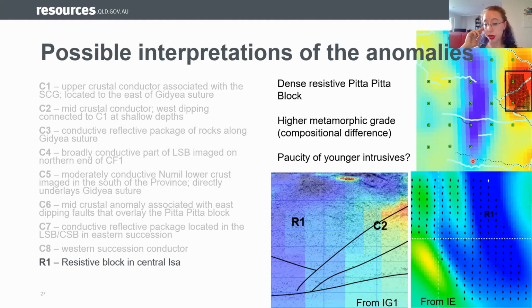So it's worth noting from the Auslamp data, this resistive block does extend down into the mantle. So it's not just a crustal structure, it's quite a significant thickness of both resistive crust and resistive mantle that is continuous.